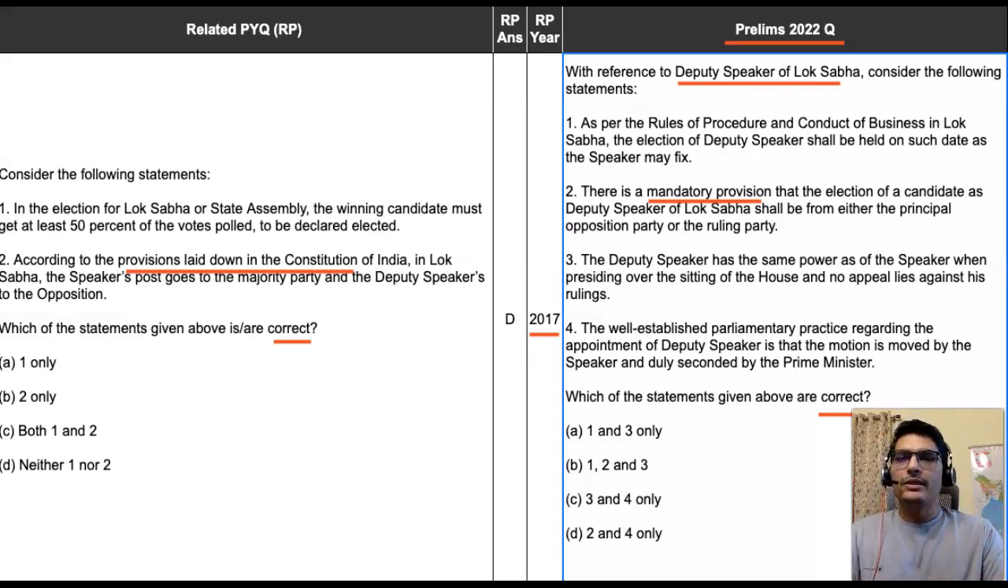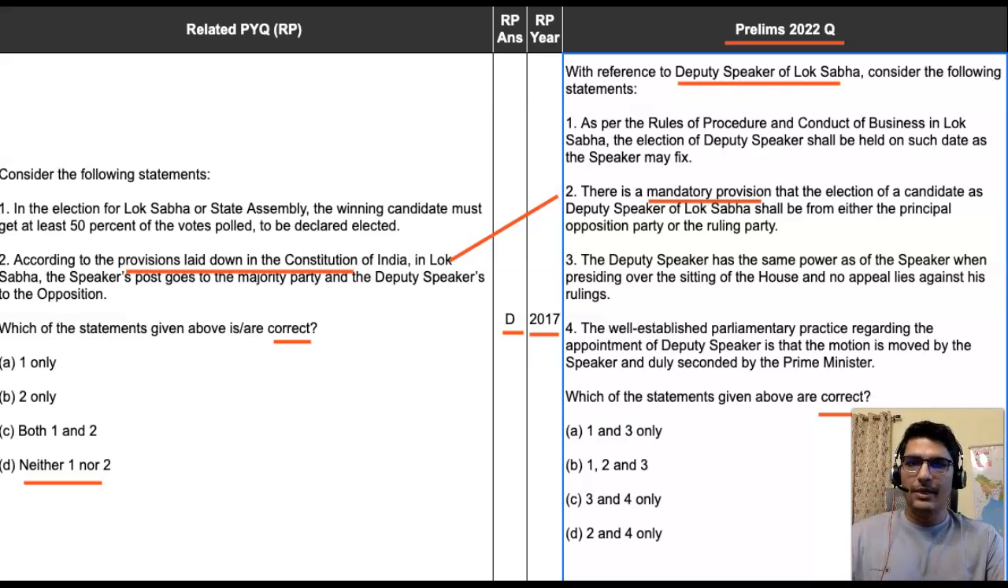The answer to this question is delta. Delta is neither one nor two. So the second statement is incorrect. That means there is no such provision in the Constitution of India. This means that the second statement of 2022 is incorrect. There is no mandatory provision about what is stated in the second statement of 2022.